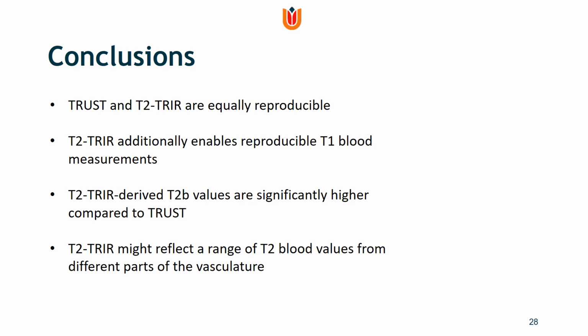So to conclude, TRUST and T2 TRIR are equally reproducible, and TRIR allows reproducible T1 blood measurements, possibly overcoming the need for invasive blood measurements to estimate hematocrit. T2 TRIR derived T2 values are significantly higher compared to TRUST, which might be due to the fact that T2 TRIR reflects blood T2 values from different parts of the vasculature.